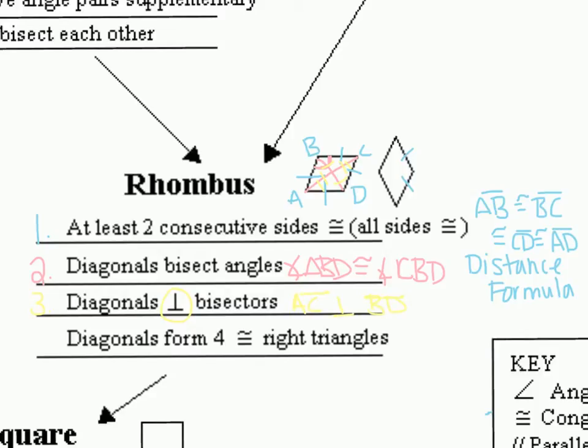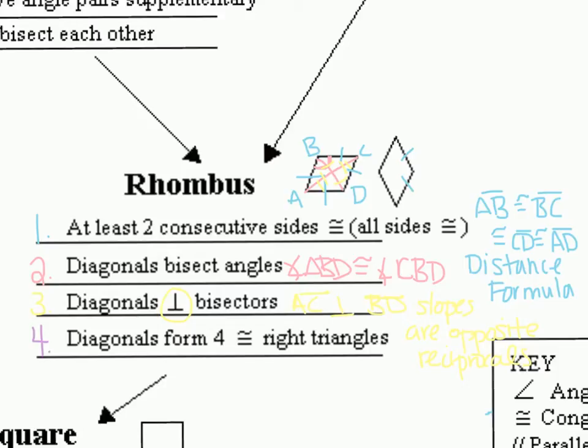And if two lines are perpendicular, then their slopes are opposite reciprocals. So again, I would use the formula for slope to make sure that AC and BD are opposite reciprocals. Pause the video, write this down, and hit play when you're done. Ready, pause.